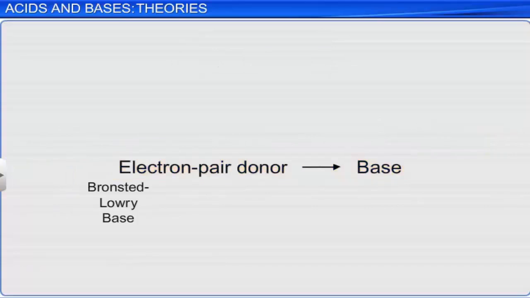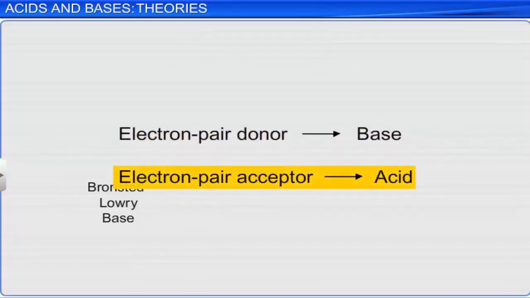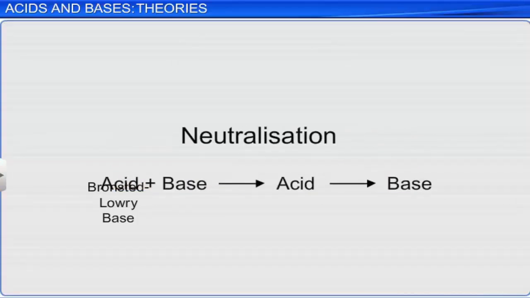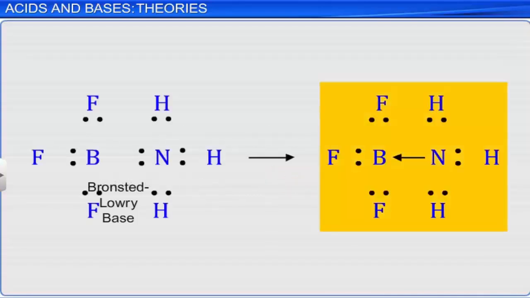According to this theory, a neutralization reaction is simply the formation of a coordinate covalent bond between an acid and a base. For example, in the formation of the NH3BF3 adduct, the boron of BF3 accepts a lone pair of electrons from the nitrogen of ammonia and forms a coordinate covalent bond.